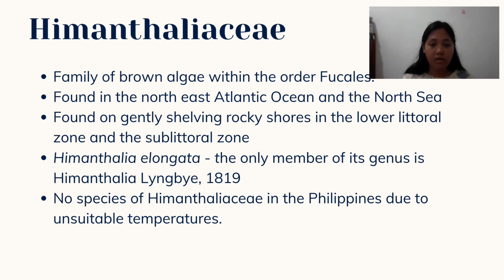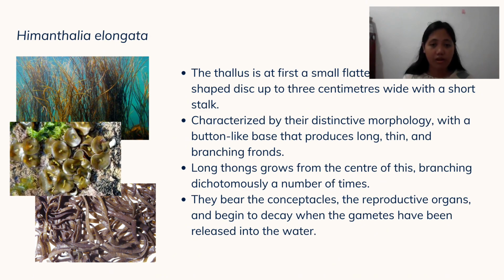Now we talk about the species under the family Himanthaliaceae, which is Himanthalia elongata. It is a brown alga in the order Fucales, also known by its common names thongweed, sea thong, and sea spaghetti. They are found in the northeast Atlantic Ocean and the North Sea. Its thallus is at first a small flattened or saucer-shaped disc up to 3 centimeters wide with a short stalk.